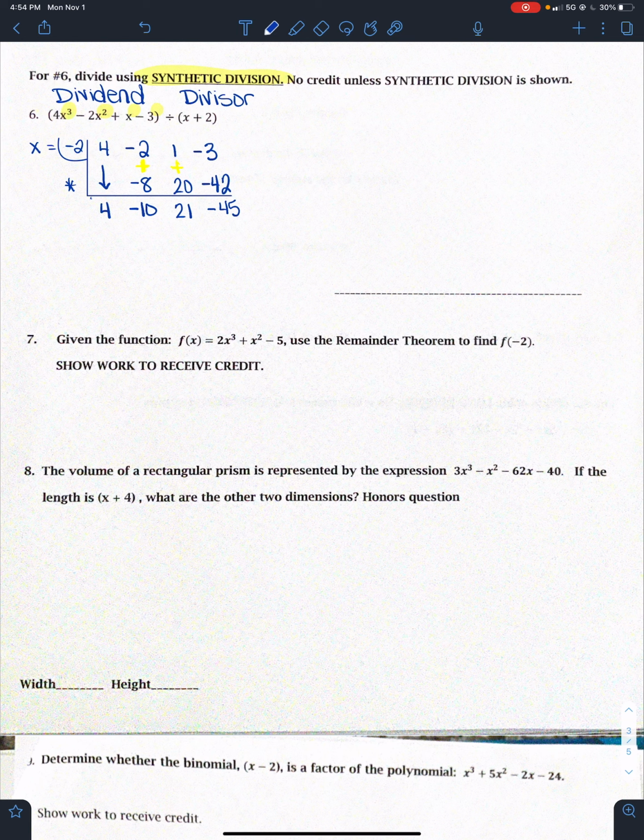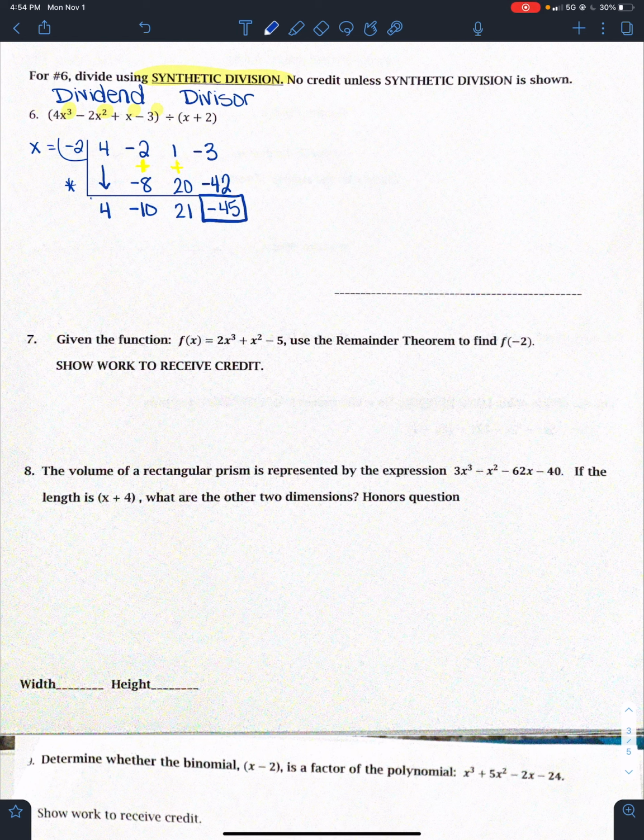Now, there will be a remainder here. So our remainder will either be 0 or some value other than 0. Okay, so make sure that you box that last term to determine whether it's got a remainder of 0 or not.